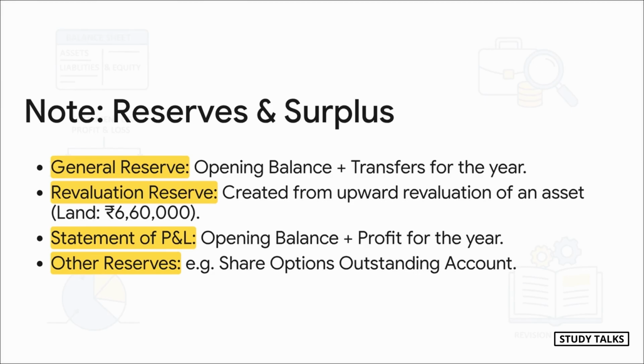First, remember our land was revalued? It went up from 3 lakhs to 9.6 lakhs. That increase of 6.6 lakhs creates a brand new reserve called the revaluation reserve. This is super important. Then we bring in our profit. We'd start with any opening P&L balance, add the 109,200 profit we just calculated for the year, and then subtract any money we've taken out, like for dividends.